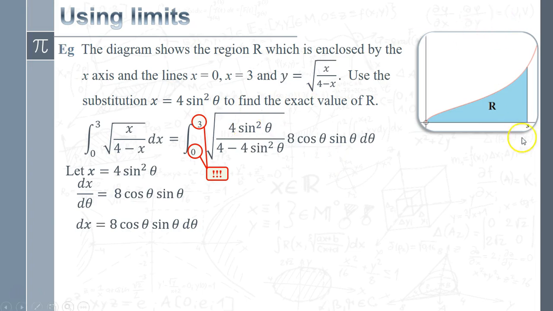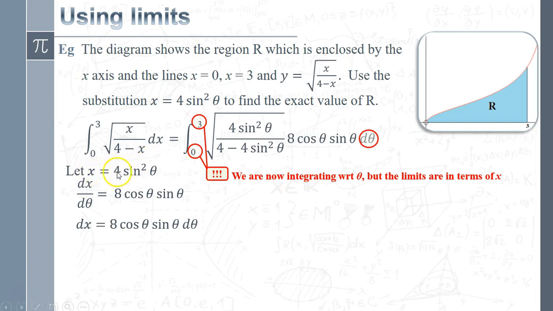Those limits are in terms of x, because we've got between x equals 3 and x equals 0, but we're now integrating with respect to theta. So those limits are in terms of x, but it's the wrong variable. So what we've got to do is turn those limits into limits that are expressed in terms of theta. So what are the equivalent theta values?